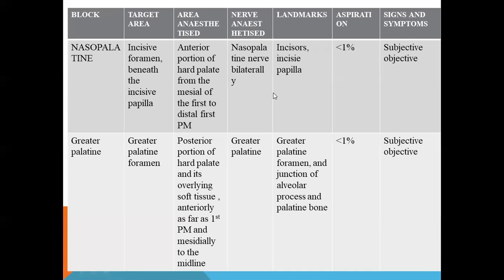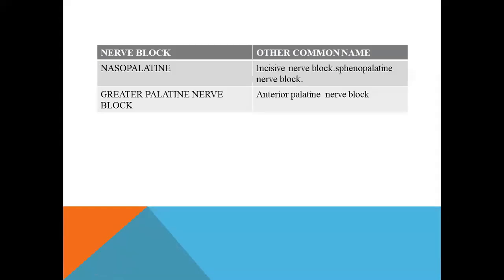The second is the greater palatine block. The foramen is the greater palatine foramen, and the area anesthetized is the posterior portion of the hard palate and its overlying soft tissue, anteriorly as far as the first premolar and medially to the midline. The nerve anesthetized will be the greater palatine nerve. The landmark will be the greater palatine foramen and the junction of the alveolar process and the palatine bone. Aspiration is less than 1%, and the patient will have both subjective and objective signs. Coming to the other names, the nasopalatine block is also called the incisive nerve block and the sphenopalatine nerve block, and the greater palatine nerve block is also called the anterior palatine nerve block.